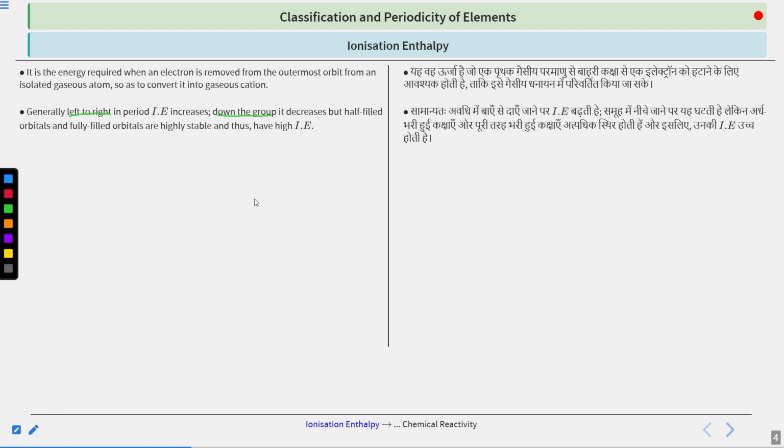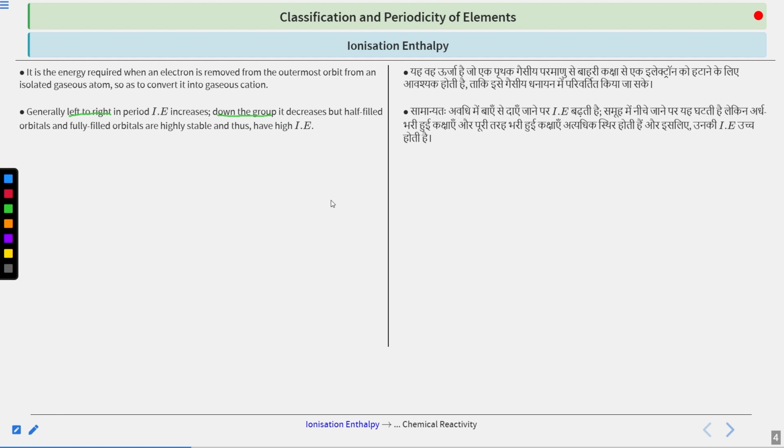What is the reason behind it? The reason is that the electrons are getting added to the same outermost shell, and as they are getting added, this will result in increased electrostatic attraction for the same shell, and this will cause the shell to contract.